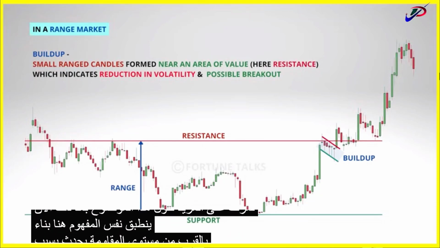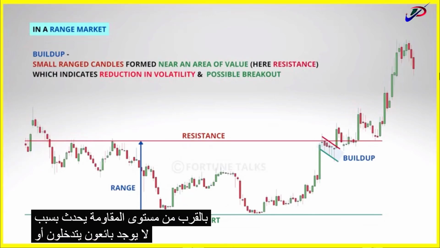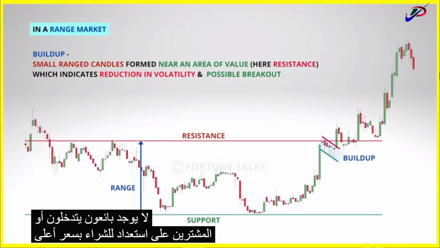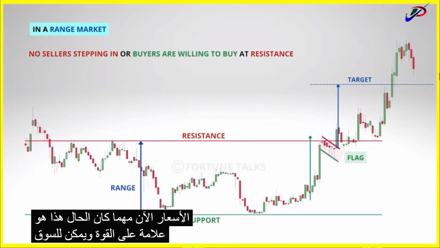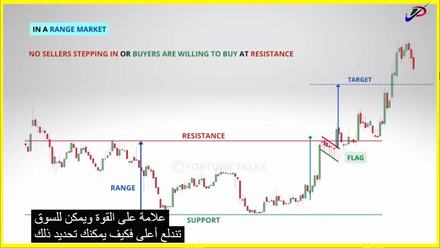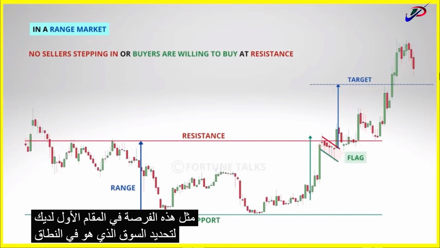A build up near a resistance level happens because there are no sellers stepping in or the buyers are willing to buy at higher prices. Now whatever is the case, this is a sign of strength and the market could break out higher. So how do you identify such an opportunity? Primarily, you have to identify a market which is in range.